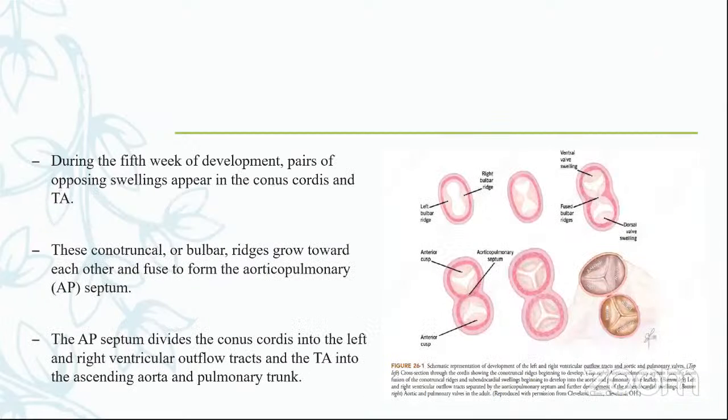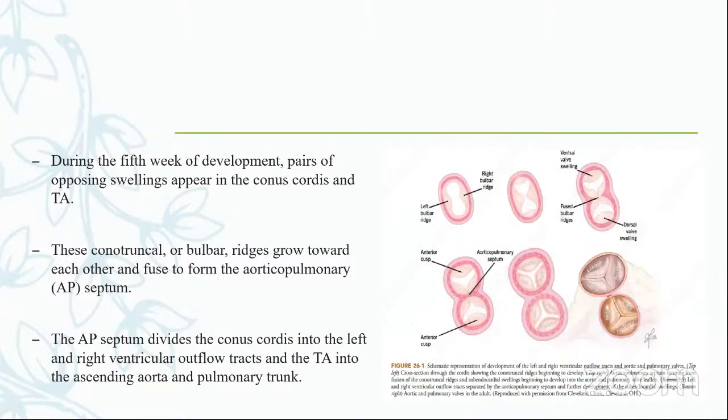So during the 5th week of development, pairs of opposing swellings appear in the conus cordis and the truncus arteriosus, as we see in here. Then these conotruncal or bulbar ridges grow toward each other and fuse to form the aortopulmonary septum.